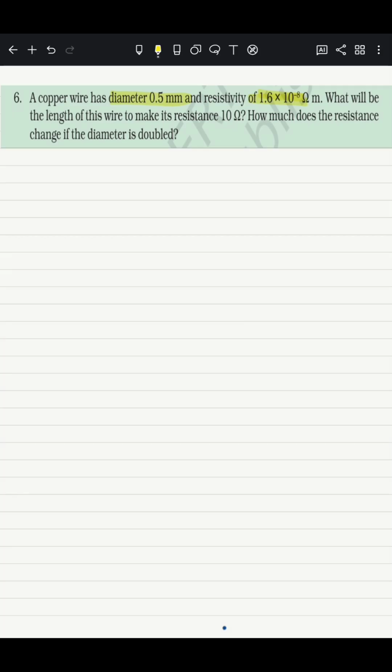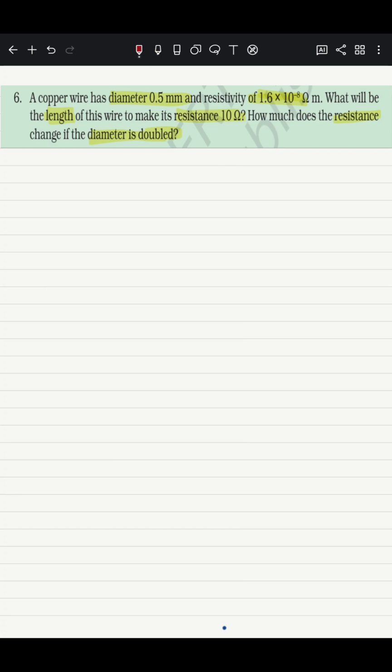So they are asking us to find out the length, but the condition is what would be the length of the wire to make the resistance as 10 ohms. And the second part of the question is how much does the resistance change? So we have to see how much resistance will change if you are going to double the diameter. So let's begin the sum.